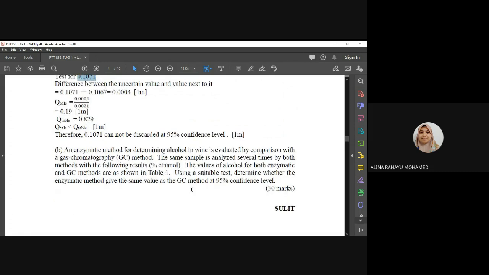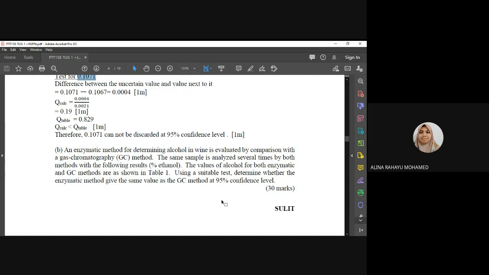Okay, this is another question. The enzymatic method for determining alcohol in wine is evaluated by comparison with a GC method. The same sample is analyzed several times by both methods. The same sample, which means the sample is only one. With the following results, percent of ethanol. The values of alcohol for both enzymatic and GC are shown in table 1.